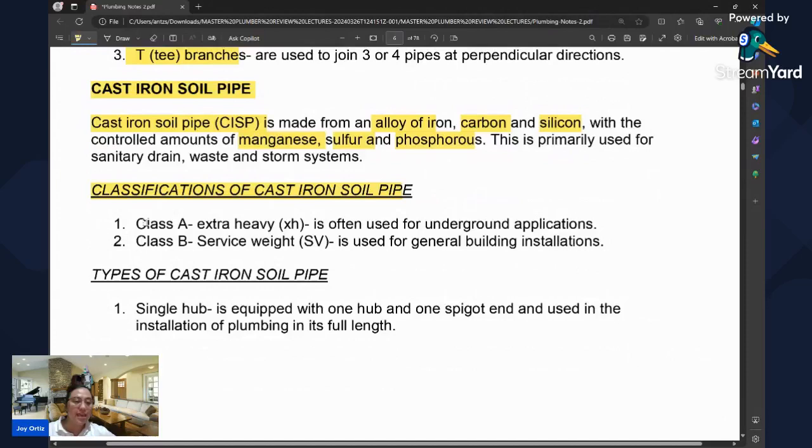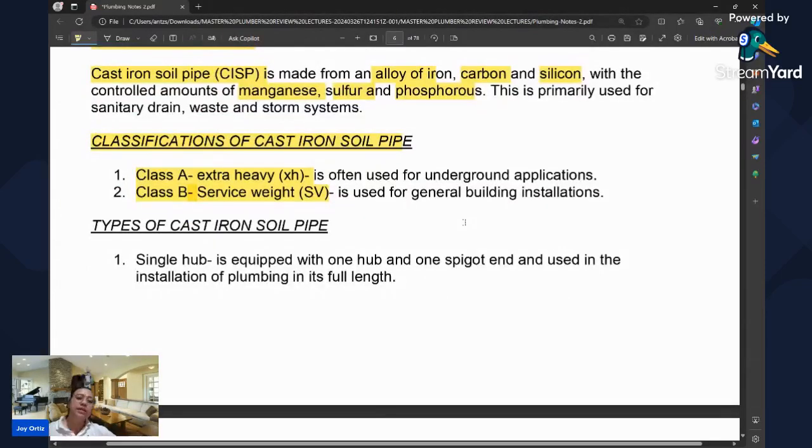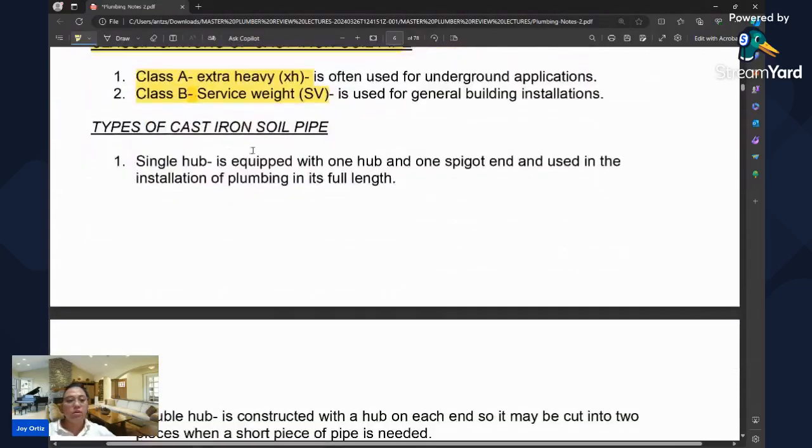We have the class A and the class B. Class A, it's extra heavy. We have the class A underground. Class B sa service, or dun lang po siya sa surface. So usually general building installation. We have also the types of cast iron soil pipe. Ito yung mga types of cast iron soil pipe.